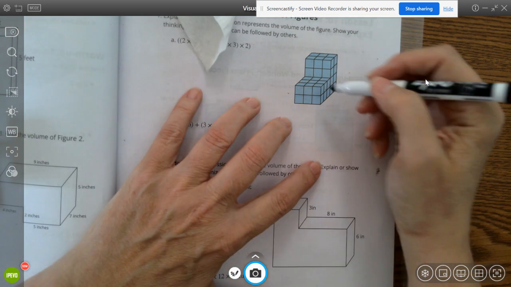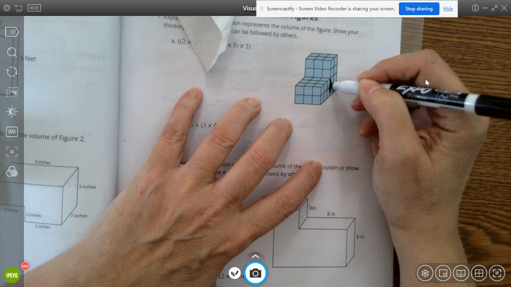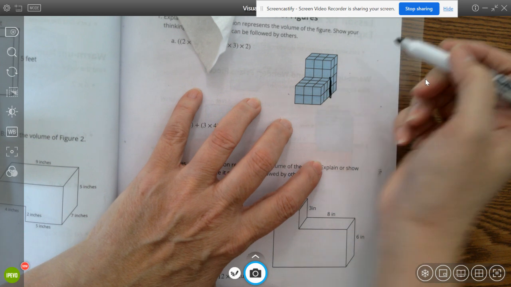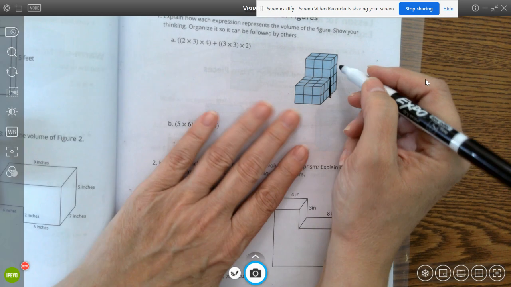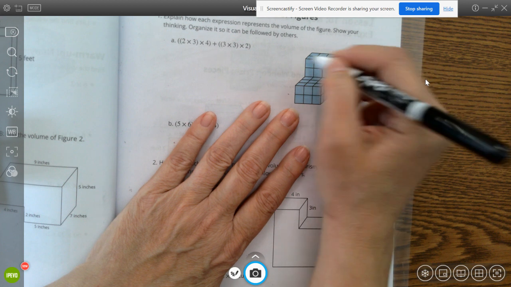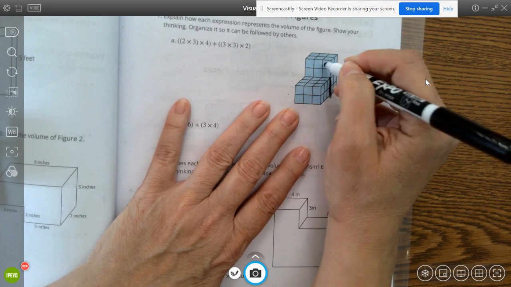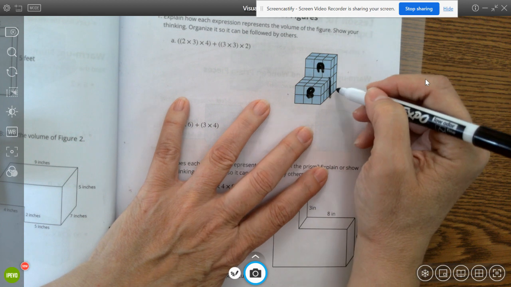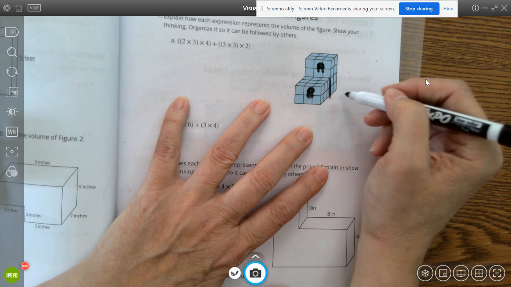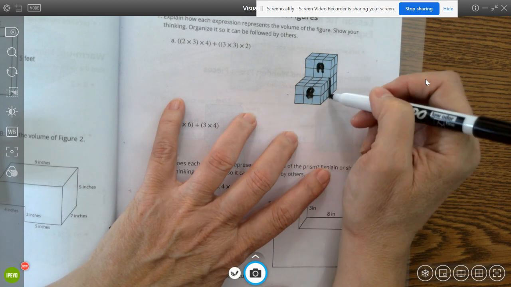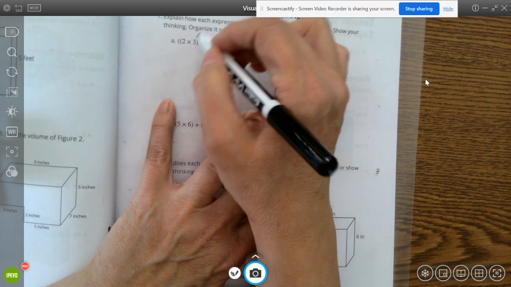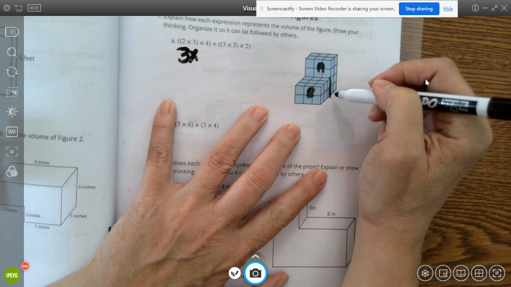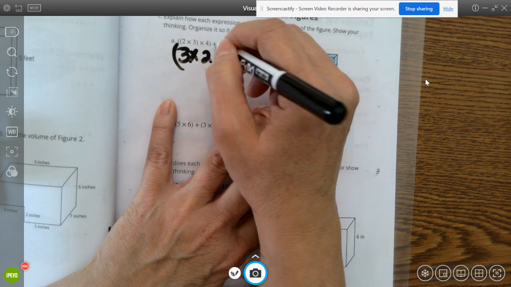I'm going to split it down this way. And I'm going to count this as A. So this one all the way on top, and this one B. So let's see. It's 2 across. Nope. I'm going to go 2 across. No, it's 3 across. 3 across, 2 back, and 4 up.